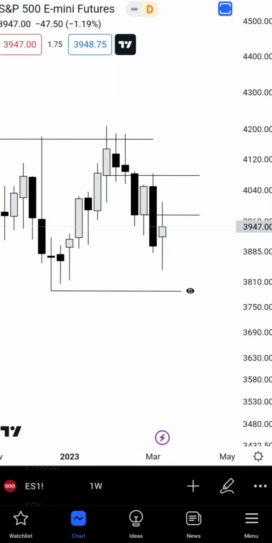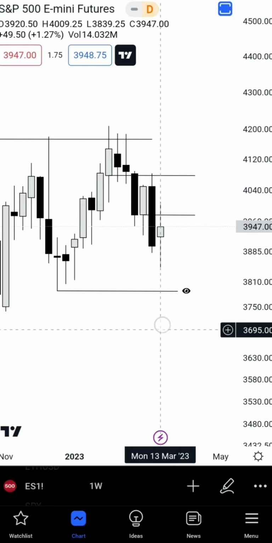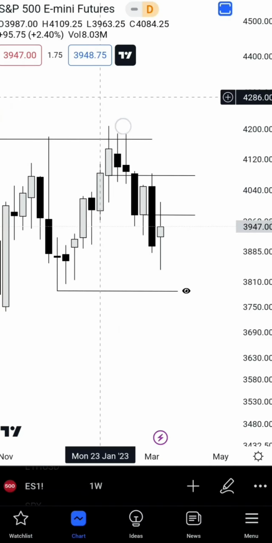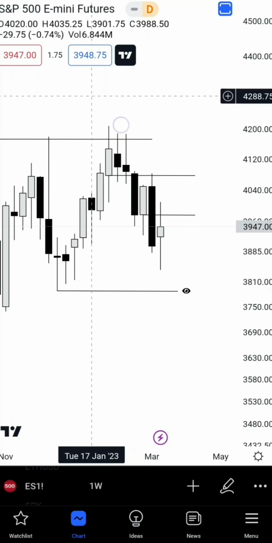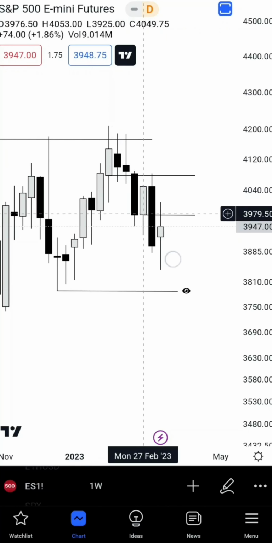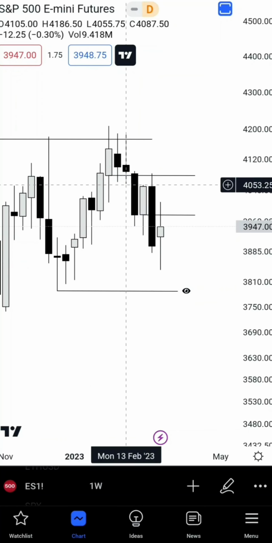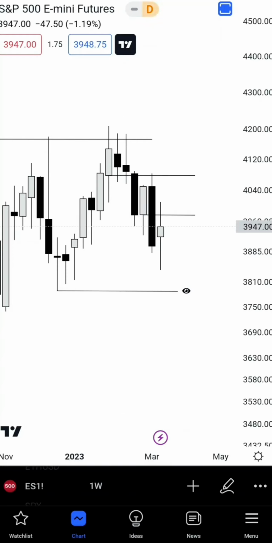All right. So we have time, which is the data ranges. We have a liquidity purge. We are in a distribution cycle right now. And we have these two PD arrays to key off of. I think that's clear enough.